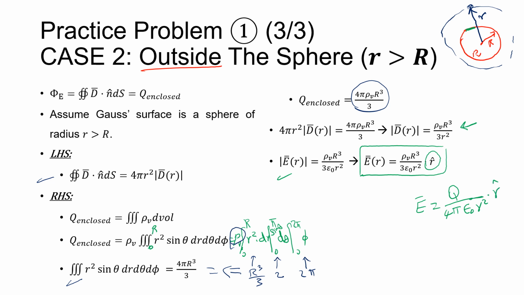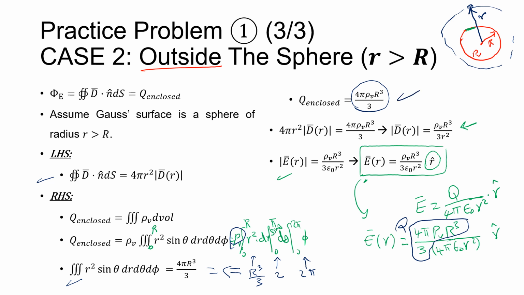If you compare these two results, multiply this result here by 4 pi in the numerator and denominator, I mean this one here, Er equals 4 pi rho v R cubed over 3, and then you have 4 pi epsilon naught r squared in the direction of r. Simply this part here is your Q, and so what you can conclude is that this is just Coulomb's law after replacement of Q by this value. So everything goes to the same result.